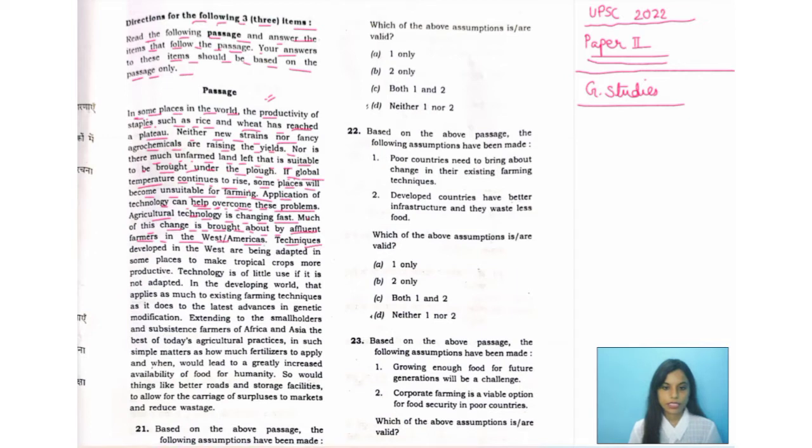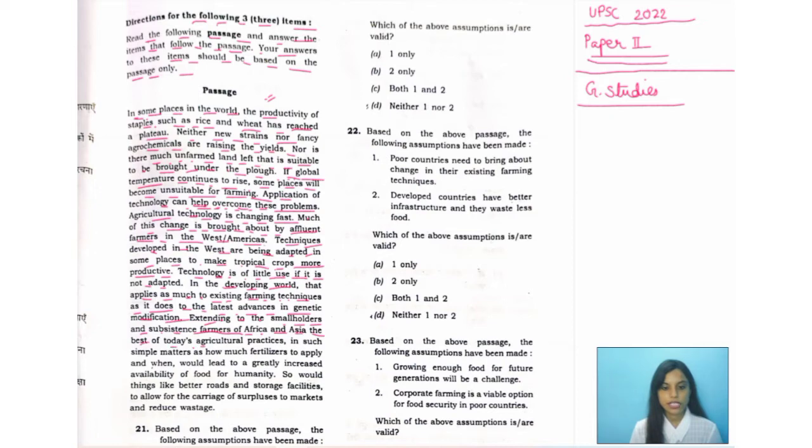Next it is saying techniques developed in the West are being adapted in some places to make tropical crops more productive. Technology is of little use if it is not adapted. Yes, if we do not go on with the advanced technology that's coming up, then we are making little or no progress actually. So, in the developing world, that applies as much to existing farming techniques as it does to the latest advances in genetic modification, extending to the smallholders and subsistence farmers of Africa and Asia.